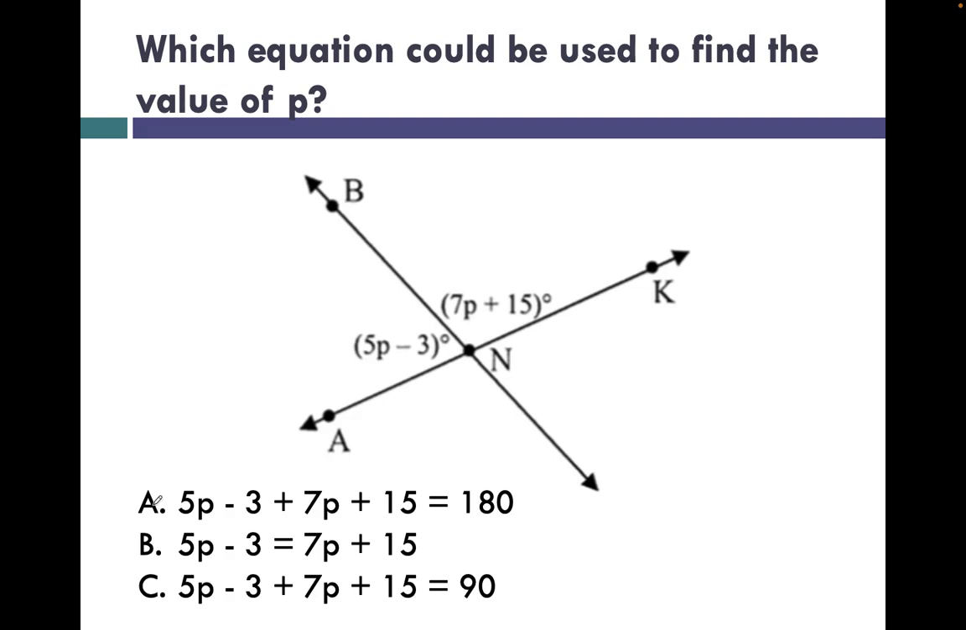In this diagram, which equation would you use to find the value of P? Since these two expressions, 5p minus 3 and 7p plus 15, are shown on angles that are adjacent to each other and supplementary to each other, we know that they are going to add up to a total of 180 degrees because they form that straight line on the bottom, which means option A would be the equation we would use.